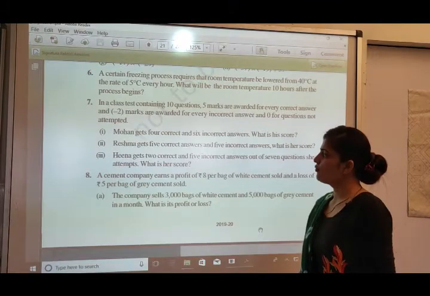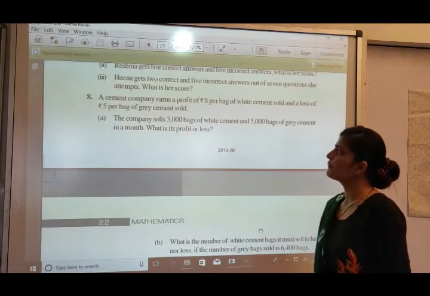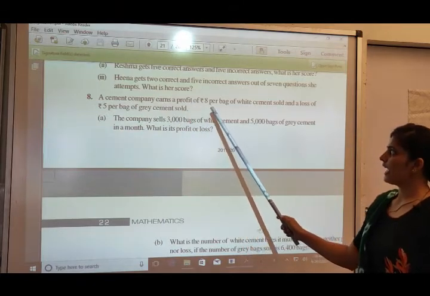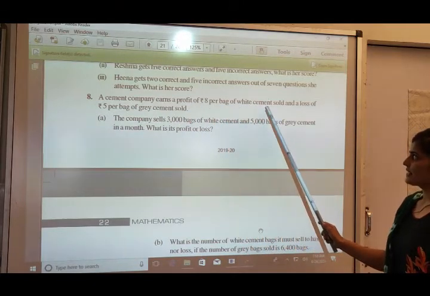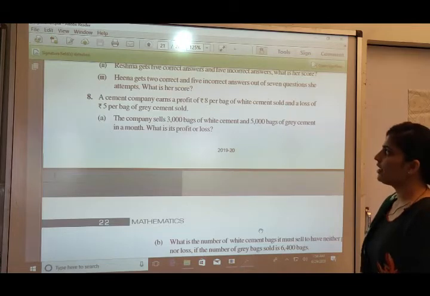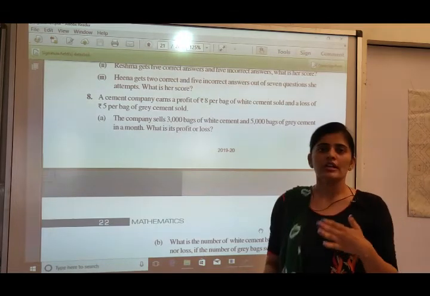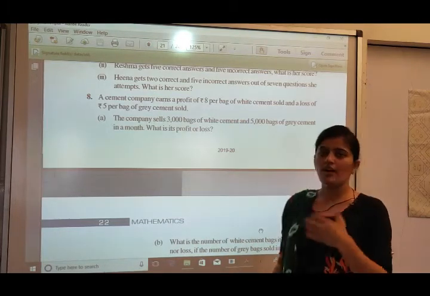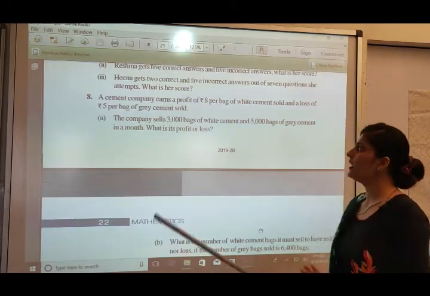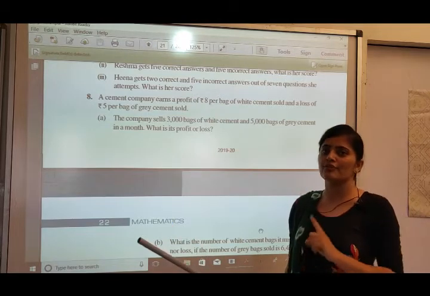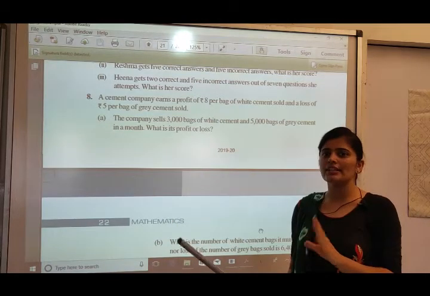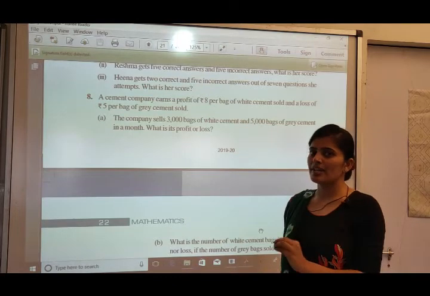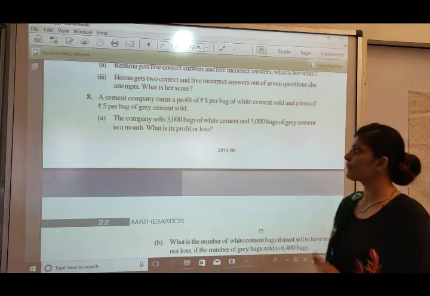Number 7 will be your homework. Now we will see the 8th number. A cement company earns a profit of rupees 8 per bag of white cement sold. Whenever a company sells a white cement bag, it has a profit, and the profit is rupees 8 per bag. If they are selling one white bag, they are getting 8 rupees as profit. And we will represent profit with the plus sign.